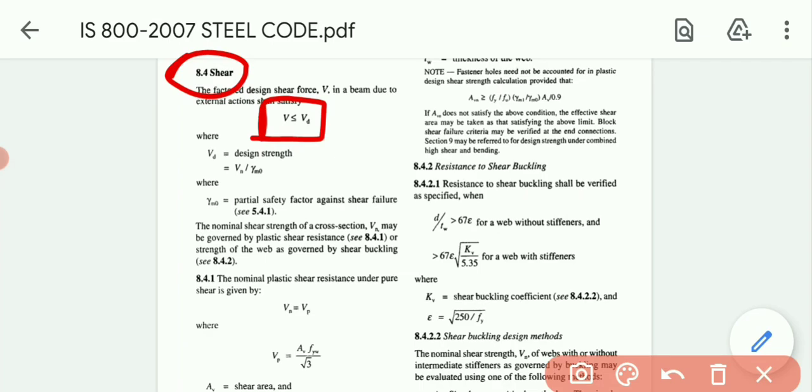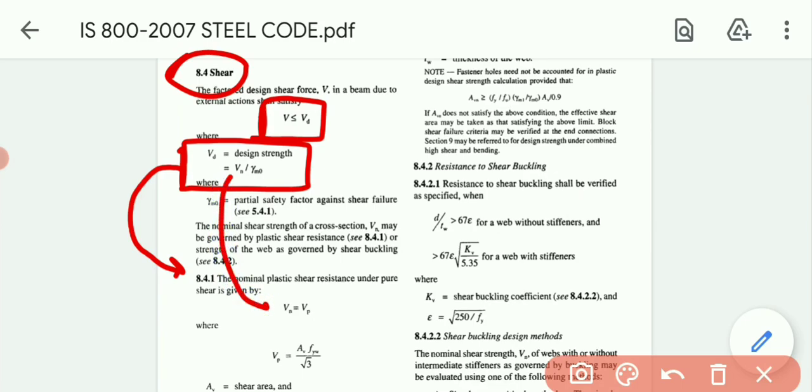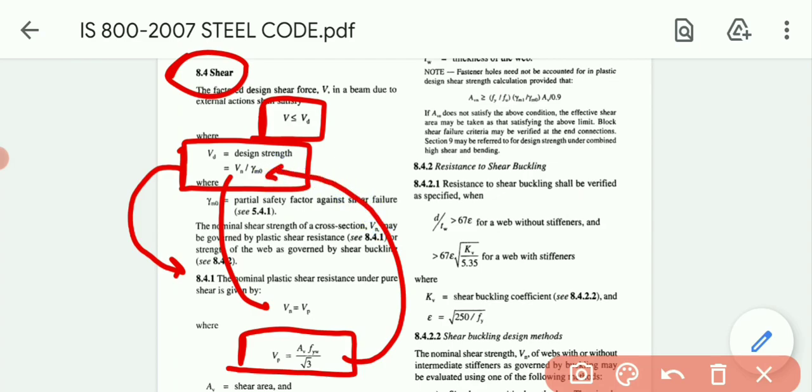V should be less than or equal to Vd, where Vd is the design strength, that is Vn by gamma m0. In clause 8.4.1 we can see Vn equals Vp, where Vp equals Av fyw divided by root 3. So let's put down the value of Vp over here.